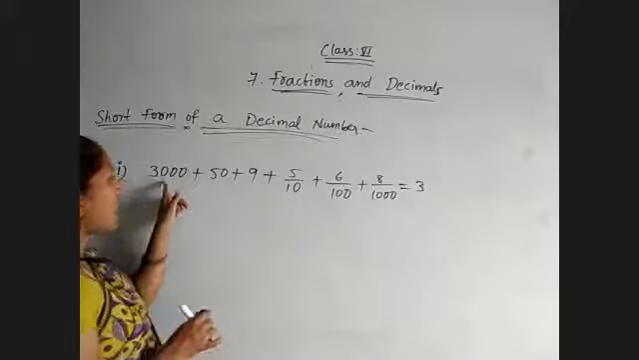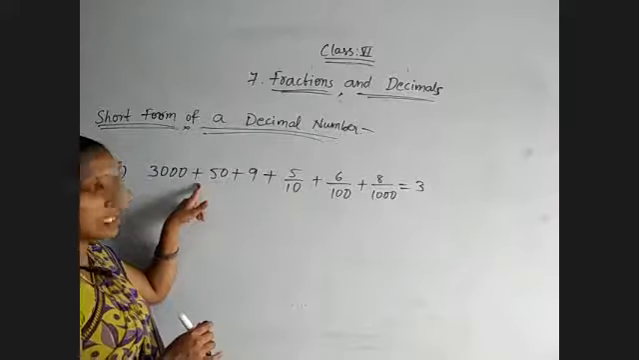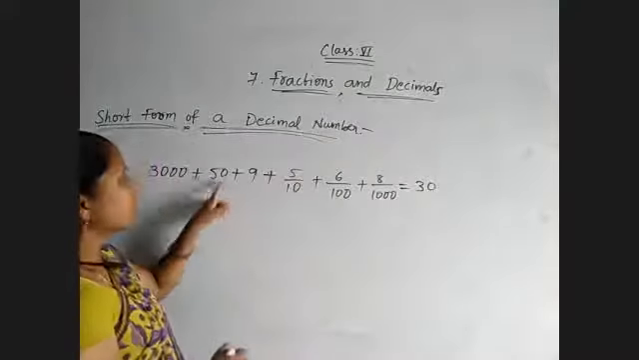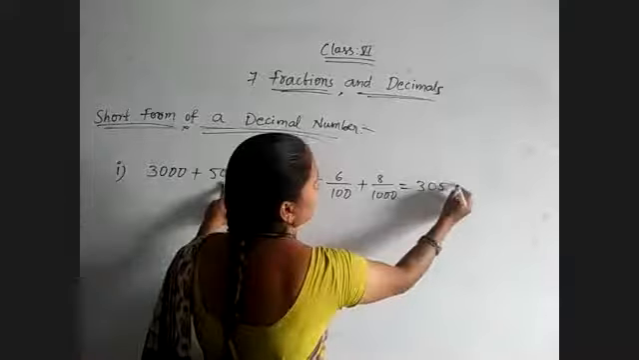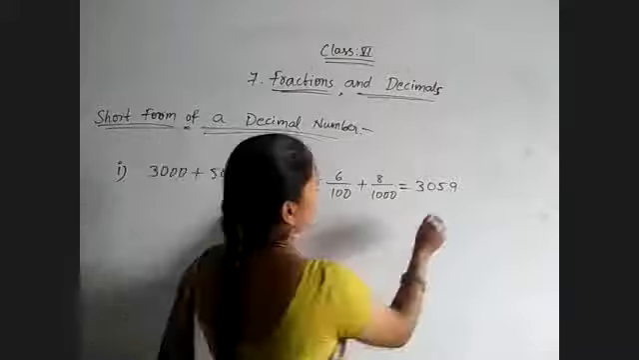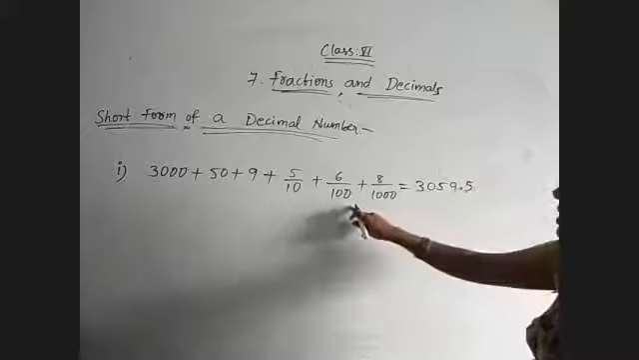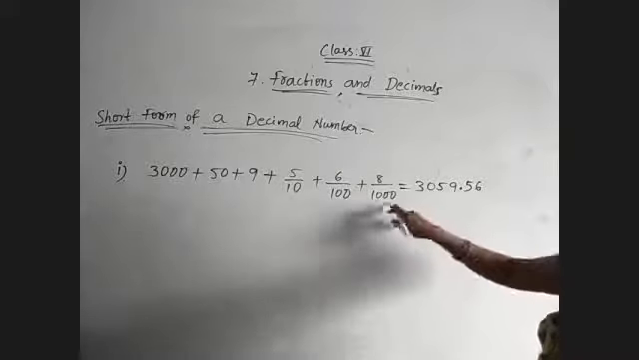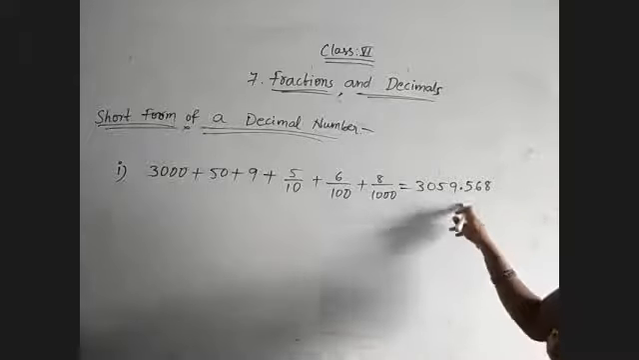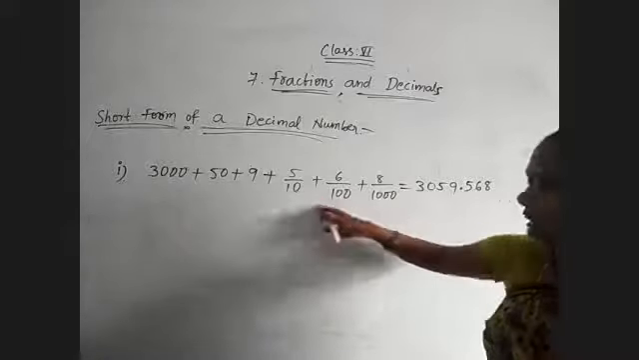So 3. After the thousands place we must write the hundreds place digit. But the hundreds digit is not there here. That means that value will become 0. Next, the tens digit is 5. Next, 9. Just observe ones, tens, hundreds, thousands. Okay. Point. The tenths digit we have is 5. The hundredths digit is 6. And the thousandths digit is 8. So 3059.568 is the simplified form or short form or standard form or ordinary form of this expanded form.